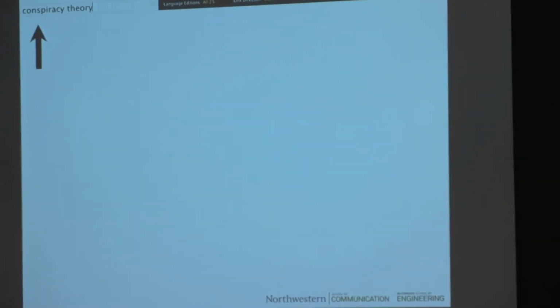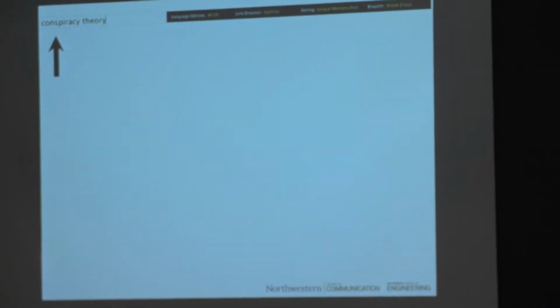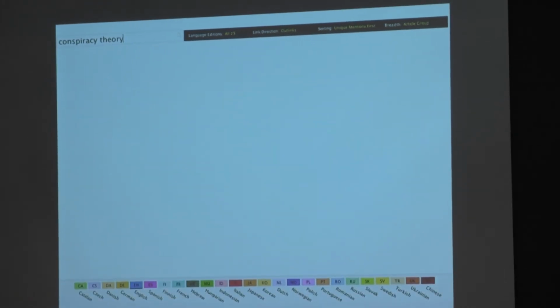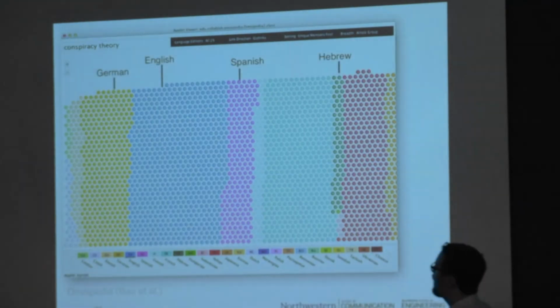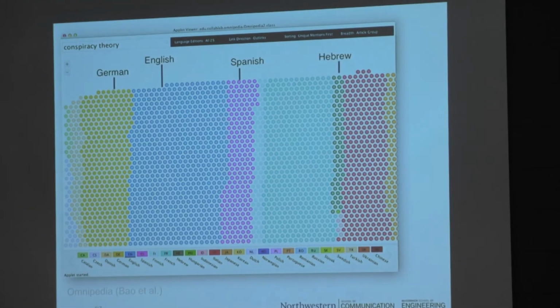So here's an example of how it works. You put in the topic that you're interested in. So here we put in conspiracy theory. And then we have the 25 language editions that are default for the system. And we get essentially a visualization that comes out of this.